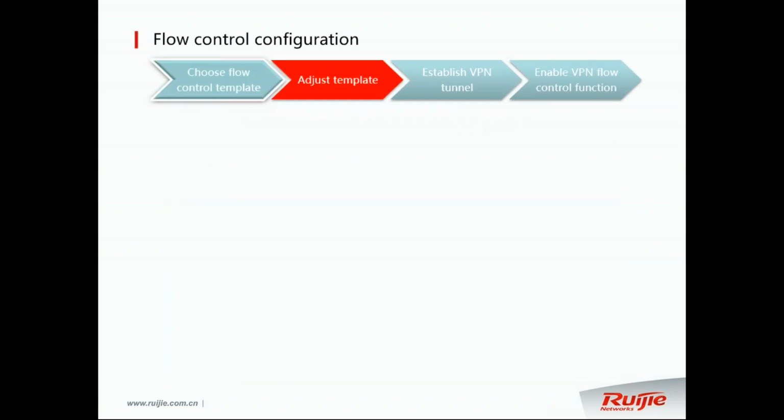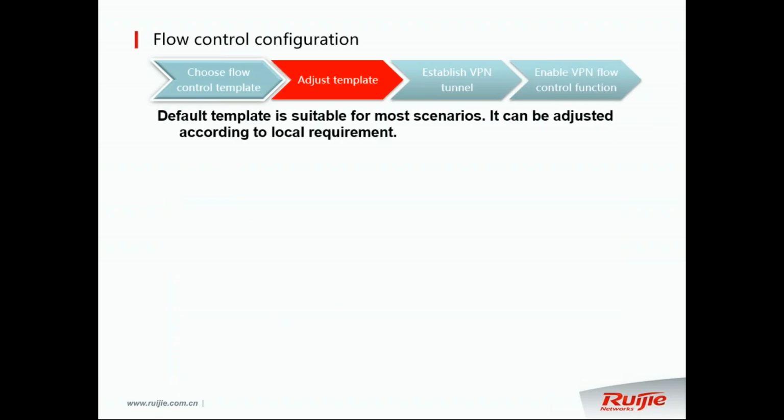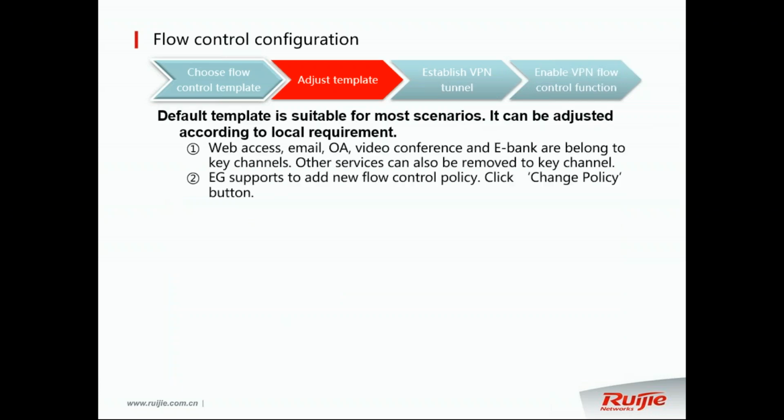Okay. First we choose the template, then we can also adjust the template. You see here, web access, email, OA, and video conference are already in the key channel. This can meet the customer requirement, so you don't need to adjust it.